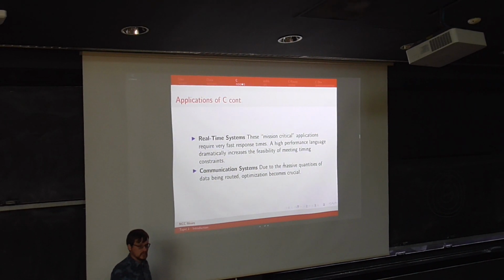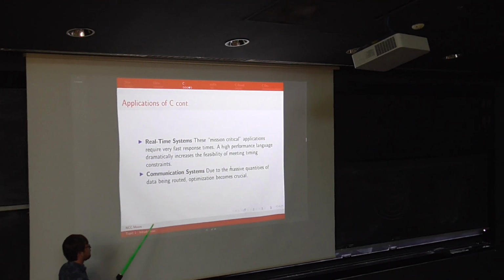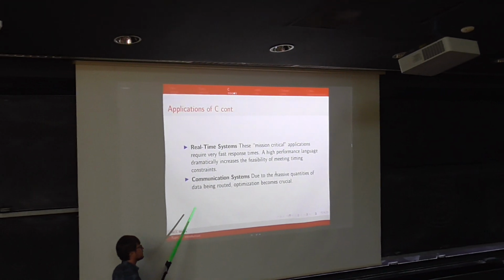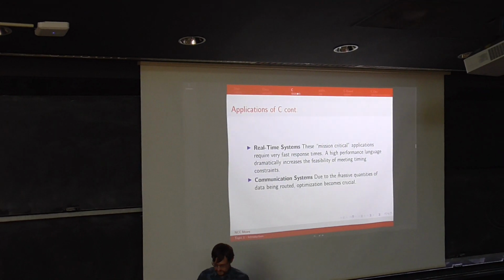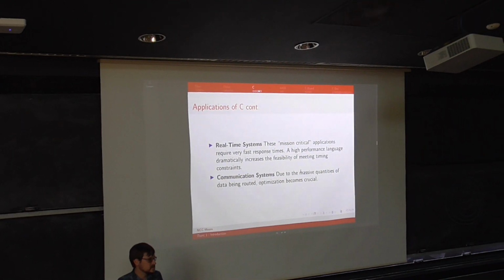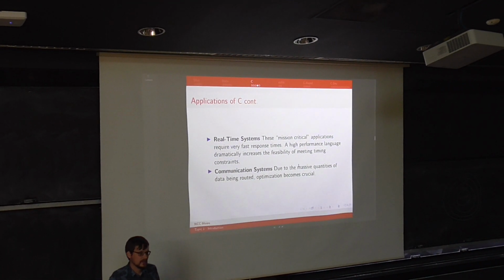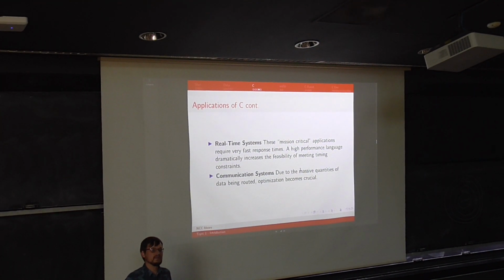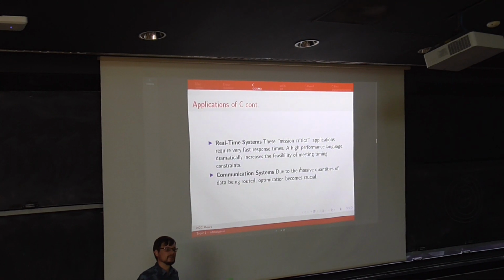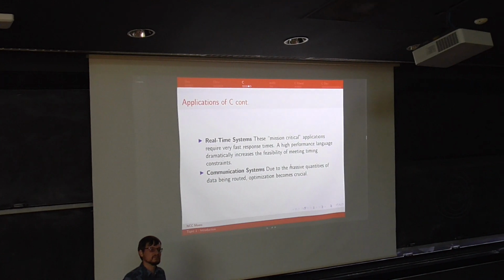In addition, communication systems is a pretty big application for C. Massive quantities of data being routed around, optimization becomes crucial. Does anybody know what the primary expense of running a server farm is? Anybody take a guess? You at the back, sir. Well, yes, but, okay. But of the things you do with electricity, what's the biggest thing?